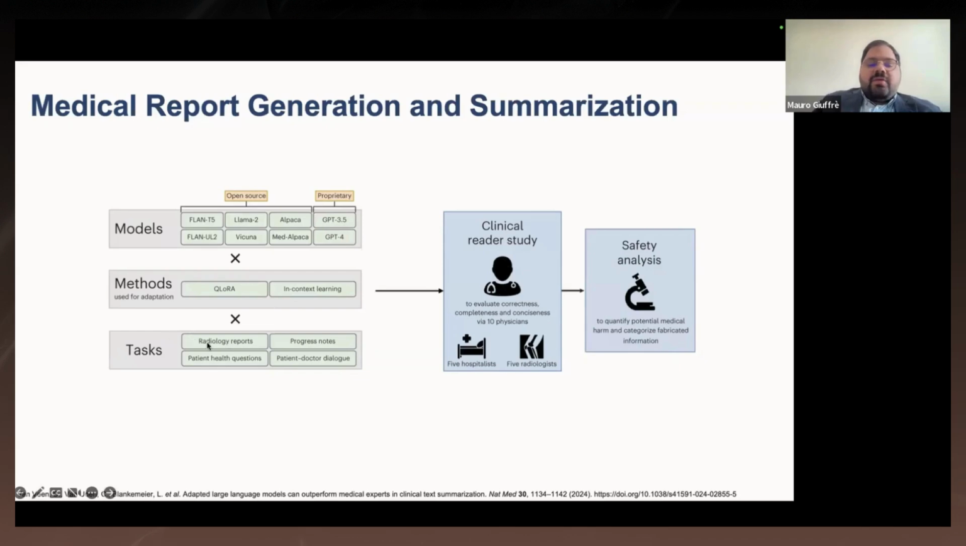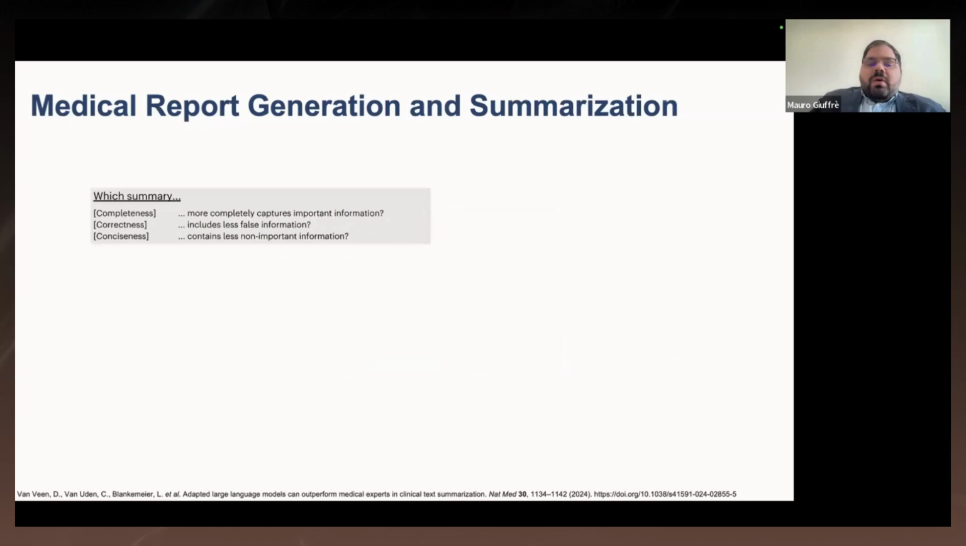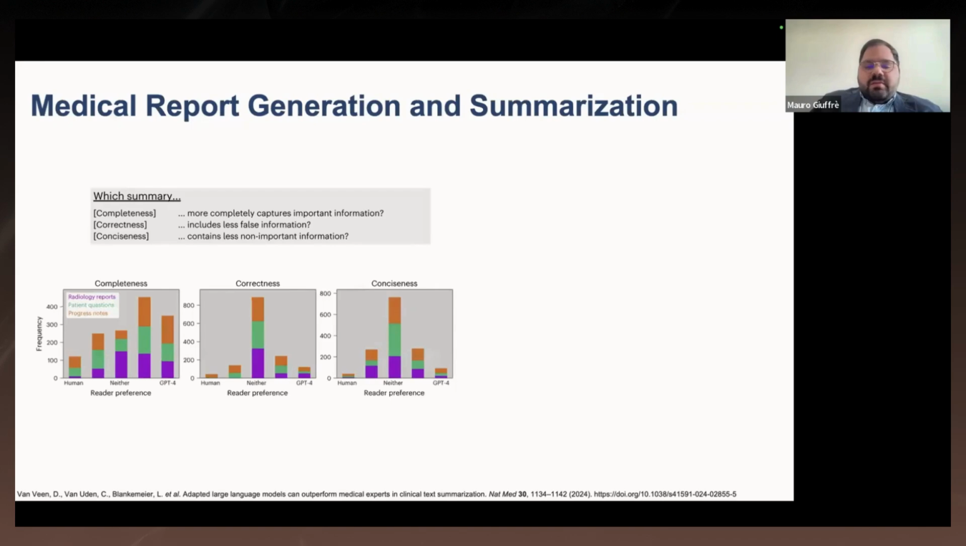And they tested four types of notes. So the radiology reports, progress notes, which are notes written during the admission of the patient, or patient health related question, or patient doctor dialogue. So they have to generate summary on these four tasks. And they evaluated for three main quality metrics, which were completeness. So how much is the information complete, how much is correct, and also how much is concise. So the main risk is that if we generate a very long response, it may be too long and we may lose some critical information while reading it. It's not concise enough.